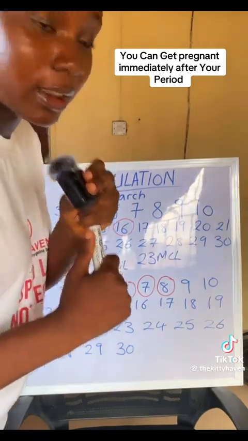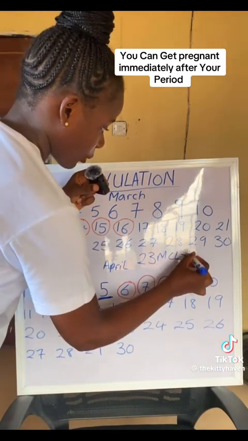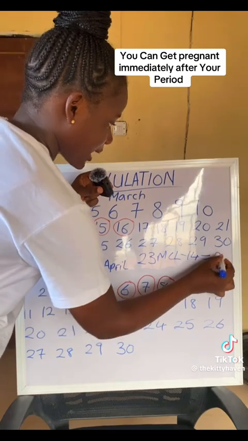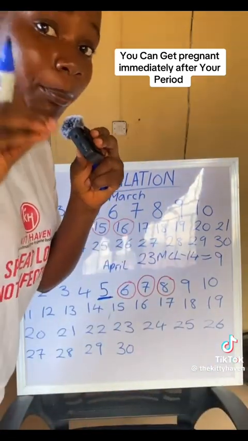So we are going to be deducting 14 from Moyo's menstrual cycle length, and she has a 23 days menstrual cycle length. So we'll say 23 minus 14, which is going to give us what? 9. So on the 9th day of her cycle, that is when she's going to be ovulating. That is her peak ovulation day.